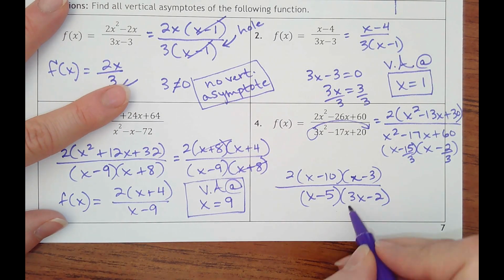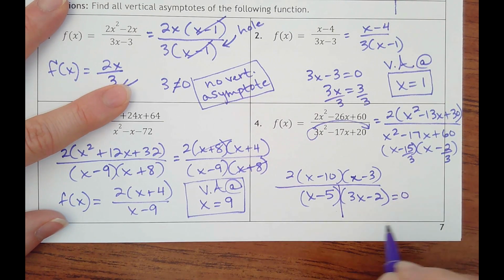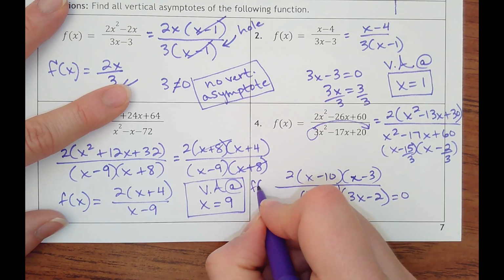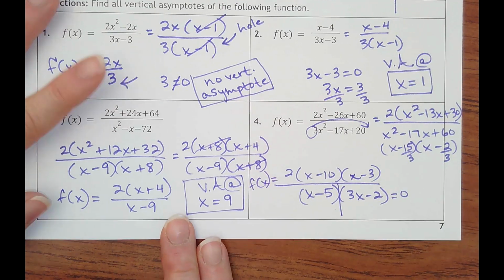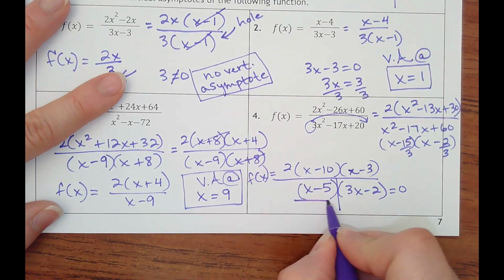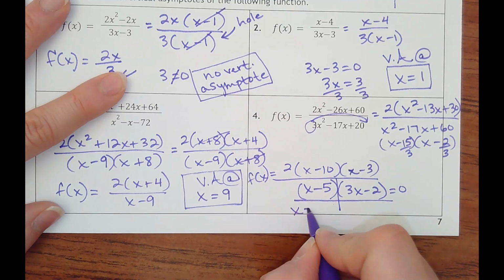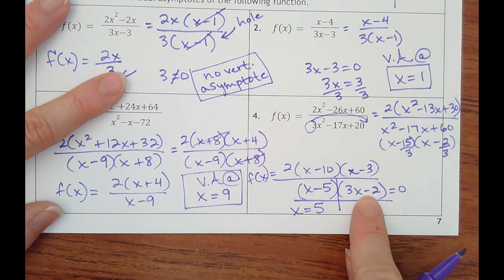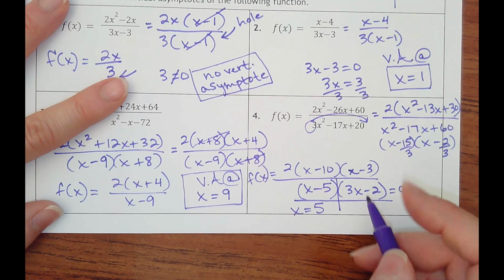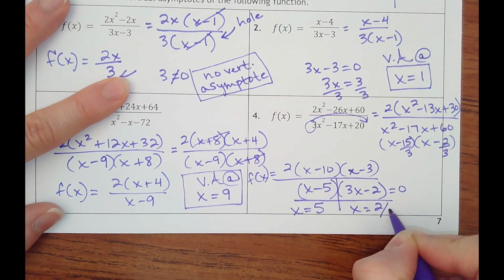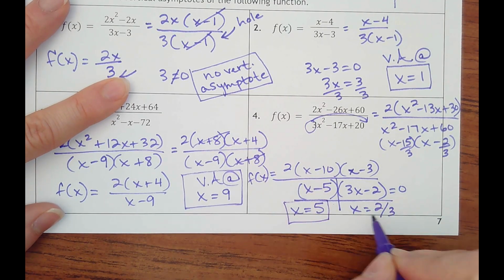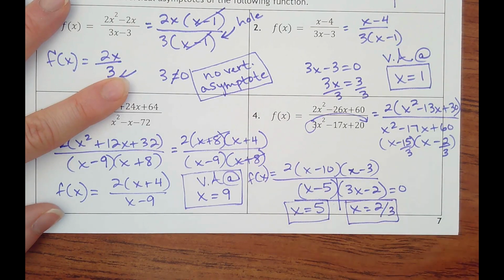But I'm actually going to get 2 different vertical asymptotes, which can happen. So I'm just setting each factor equal to 0 and solving. This one would be at 5. This one would be at positive 2/3. If you can't solve that in your head, you'll have to show the work. So 2 different vertical asymptotes.